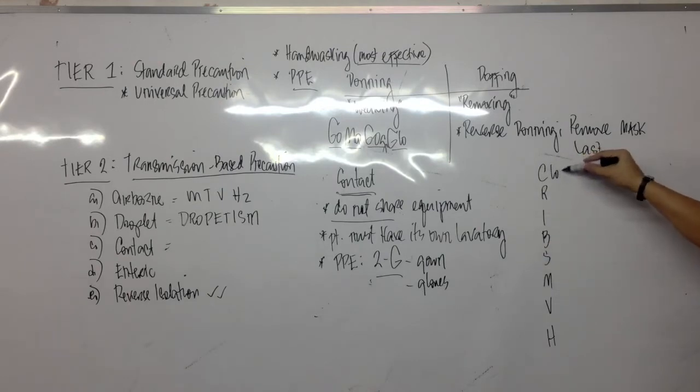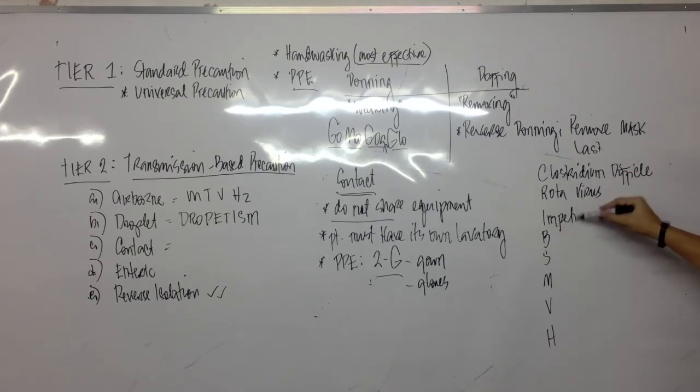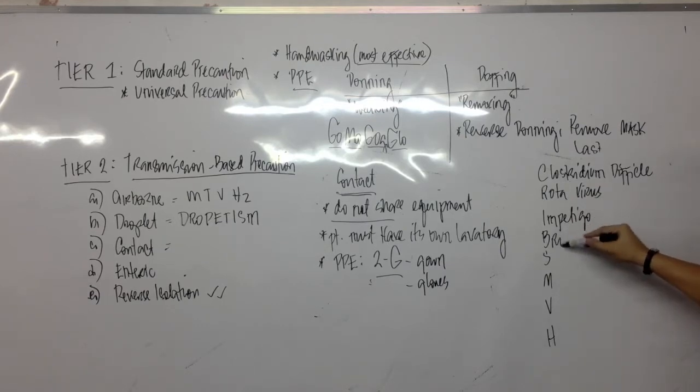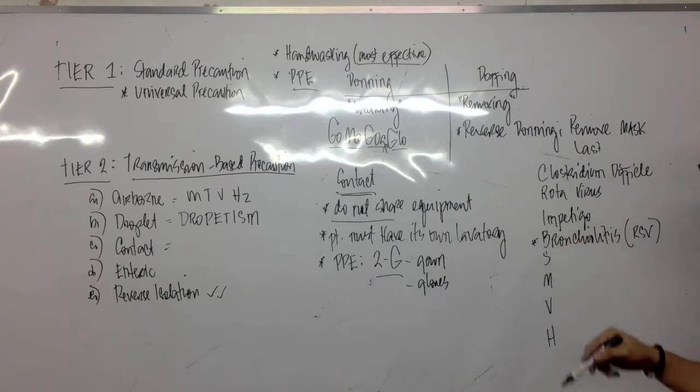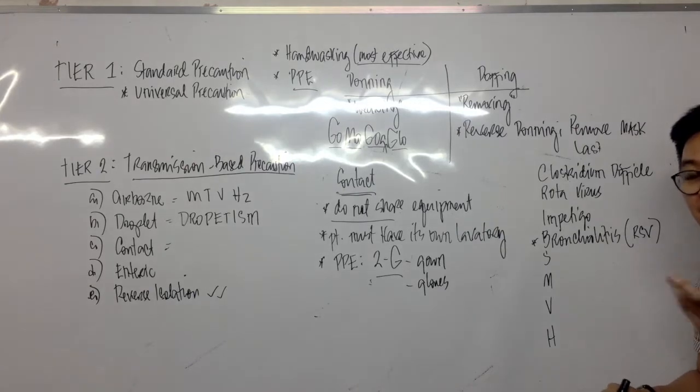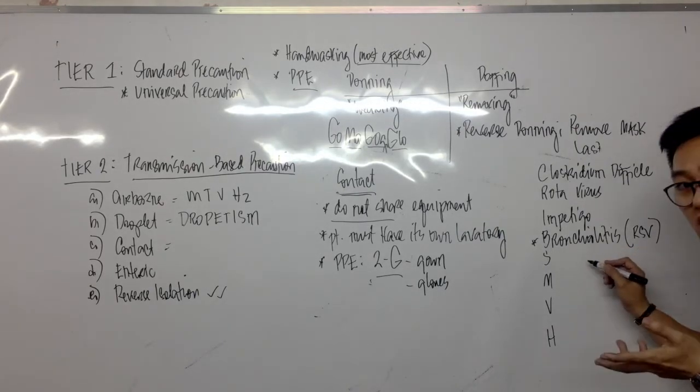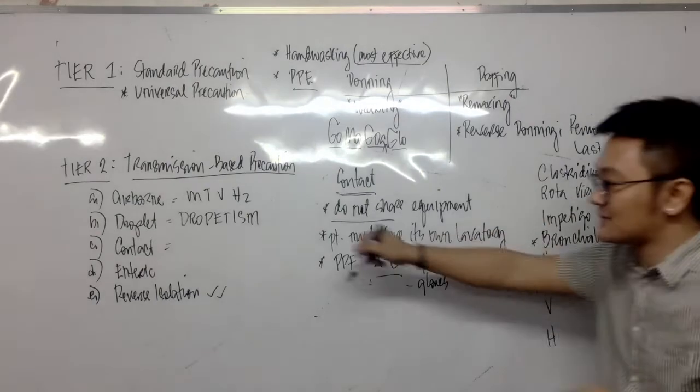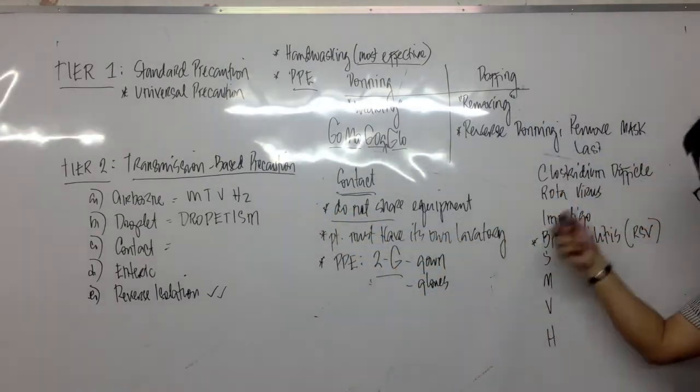C stands for Clostridium difficile. R stands for rotavirus. I stands for impetigo. B stands for bronchiolitis, which you also call RSV or respiratory syncytial virus. Please do not forget this, because sometimes nurses commit mistakes here. When they see bronchial respiratory, they have to answer droplet or airborne. Remember, this is contact spread.